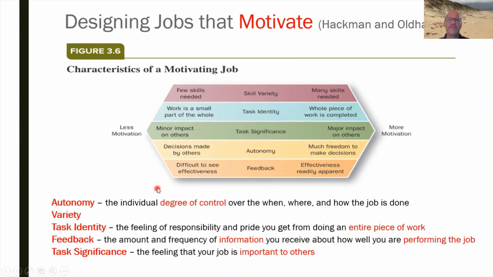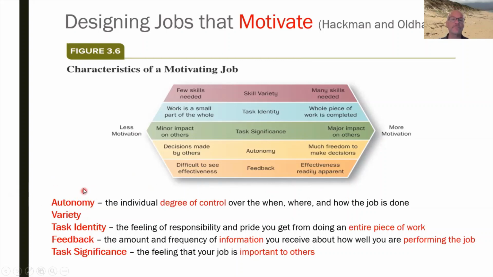But other than that, you've got a fair degree of control over when you do the work. So when I do the prep, when you do the marking, and how the job is done. So you've got some choice over the textbook you use, a choice of what you're going to use for assessments, and assessments is quite a bit of autonomy.